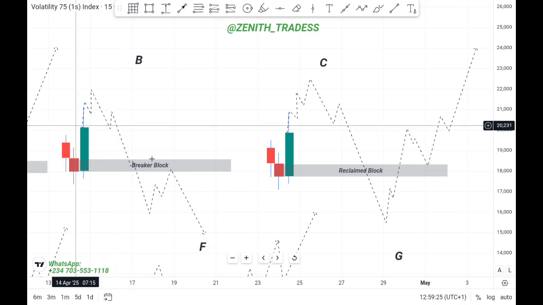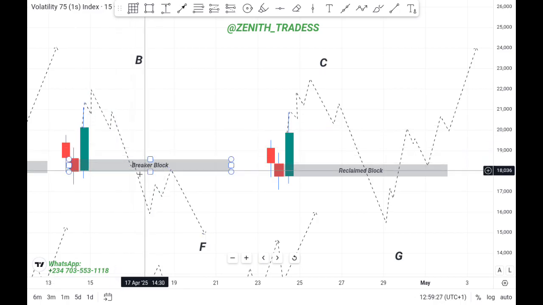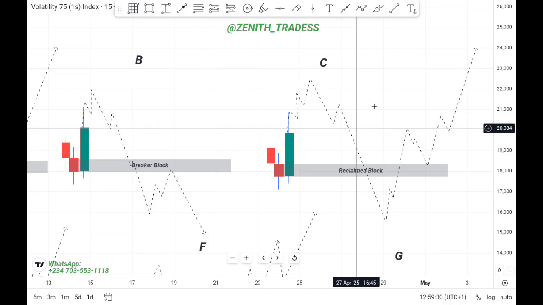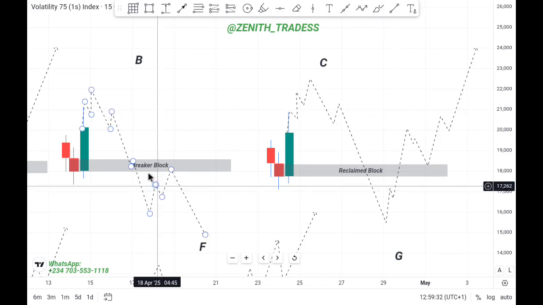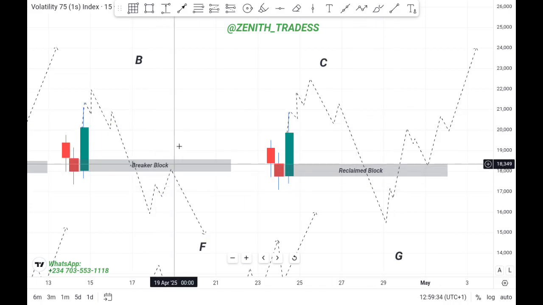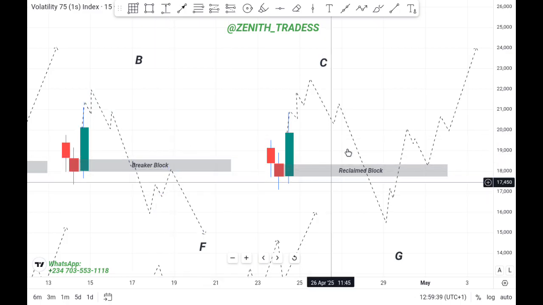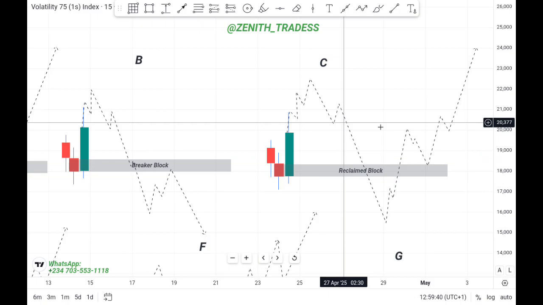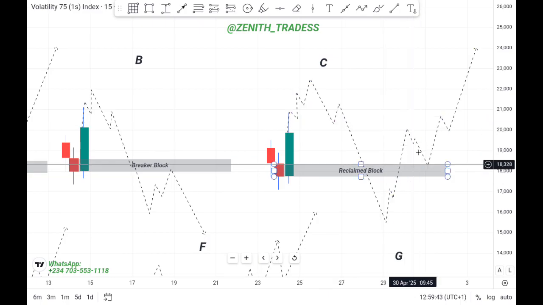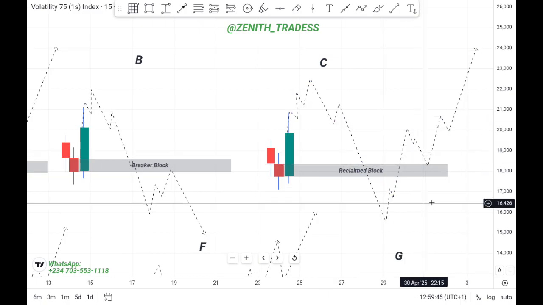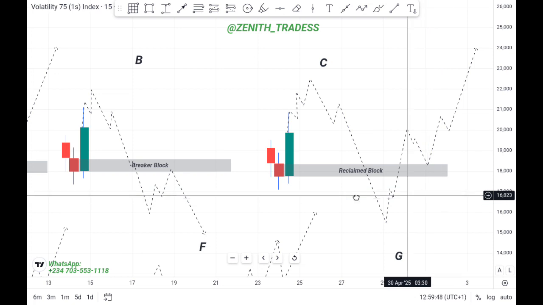After an order block failed, it gives way to a mitigation block or a breaker block, as the case may be. Then the third one: after a breaker or a mitigation fails, the failure of a breaker or mitigation is what we now refer to as reclaimed. The previous block that was broken got reclaimed. After it got reclaimed, it will now continue with the intended trend movement.